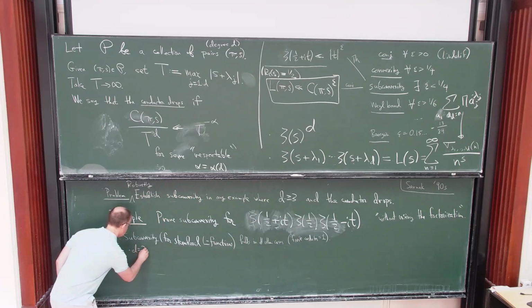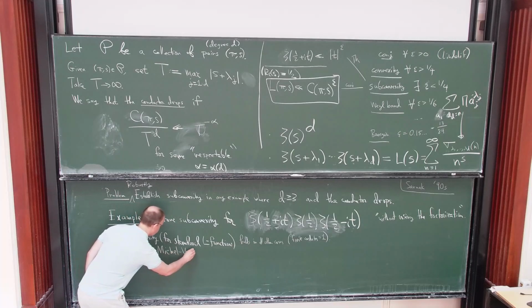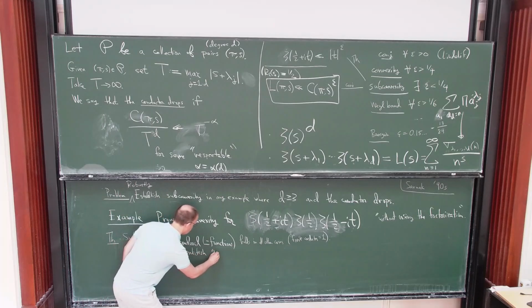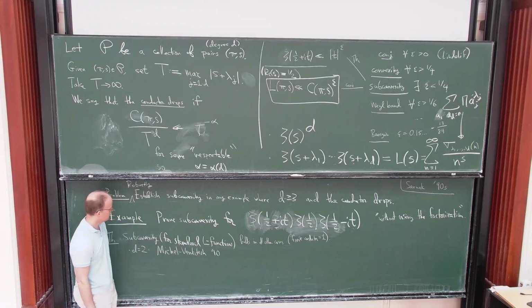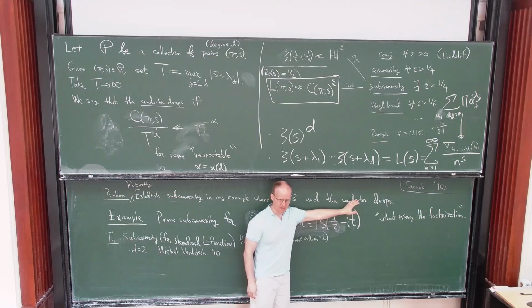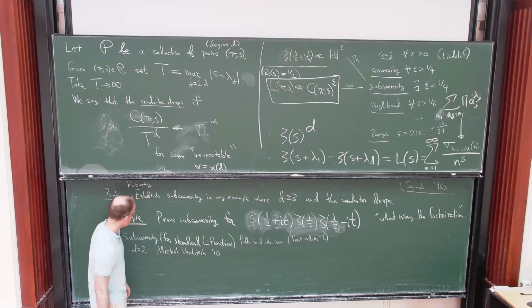when d is equal to 2, I guess it was finished off in the generality I've stated by Michel and Venkatesh around 2010. In particular, building on work of Duke, Friedlander, Iwaniec and company in the 90s, they addressed the case where the conductor drops there. If I have time, I'll say a little bit about how that actually works.